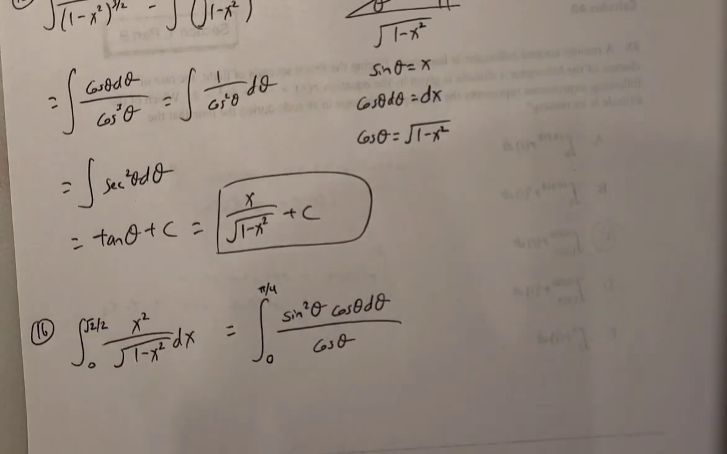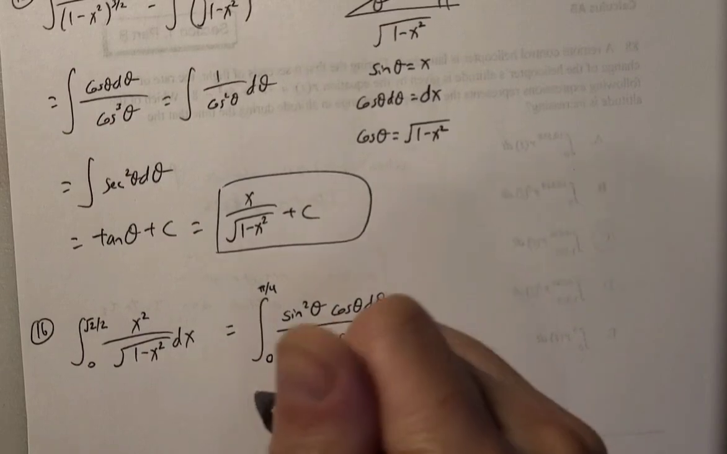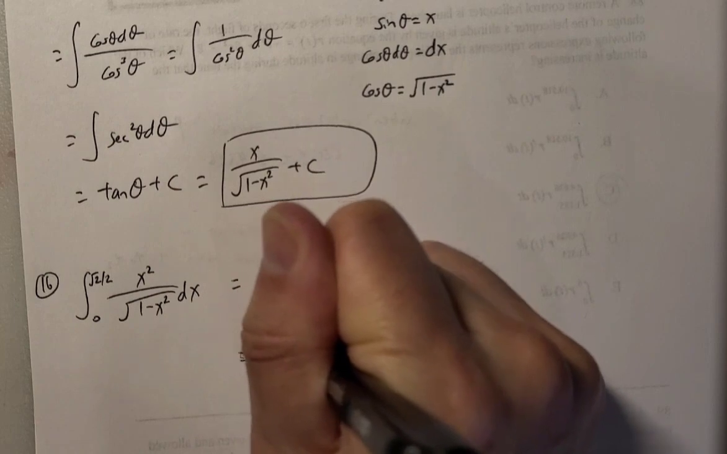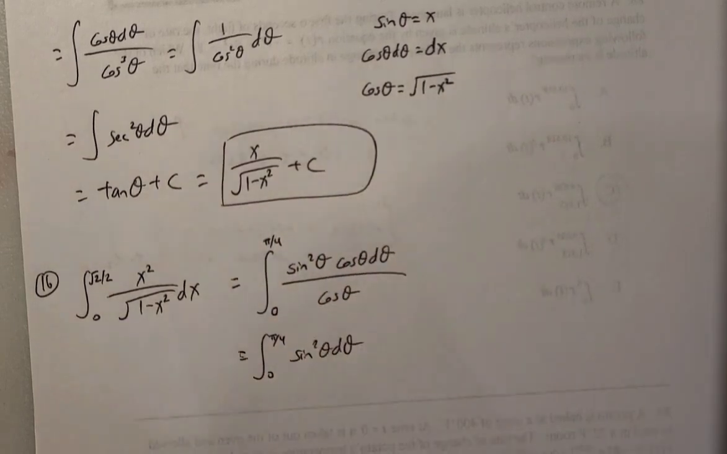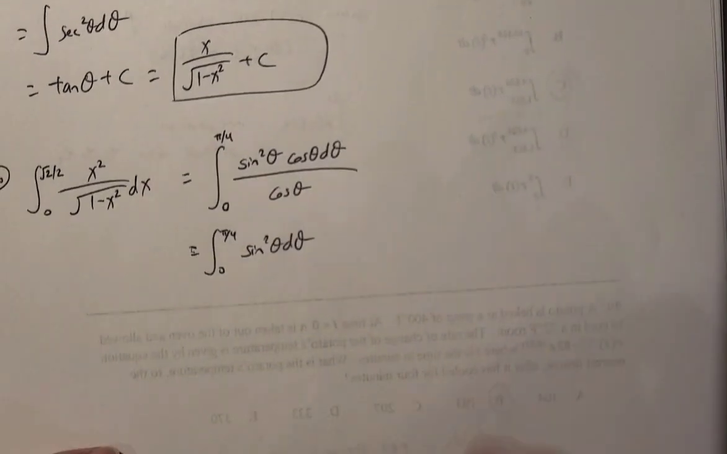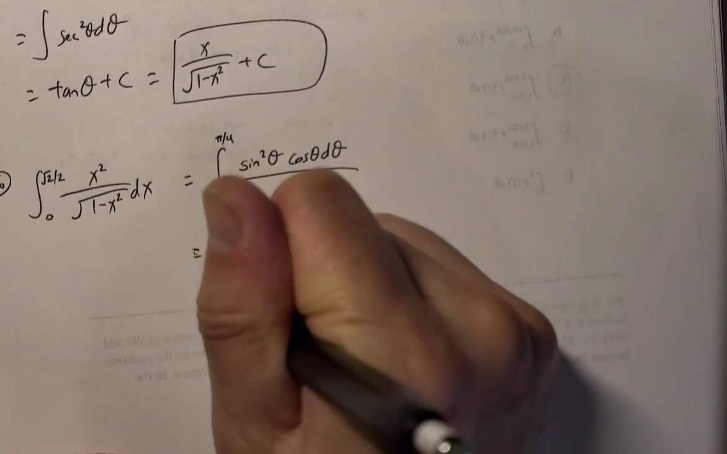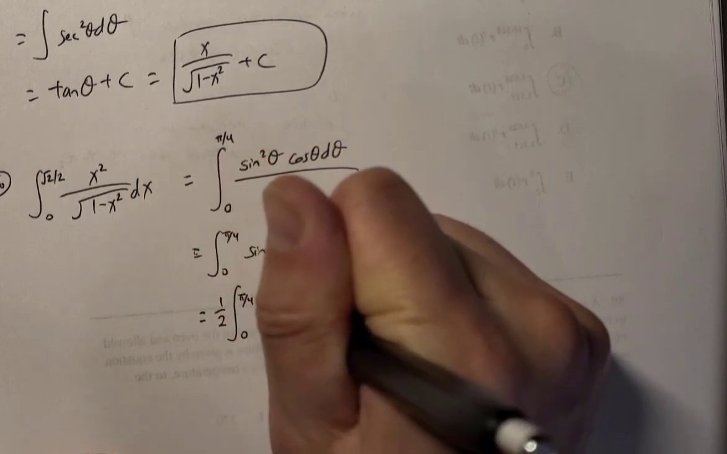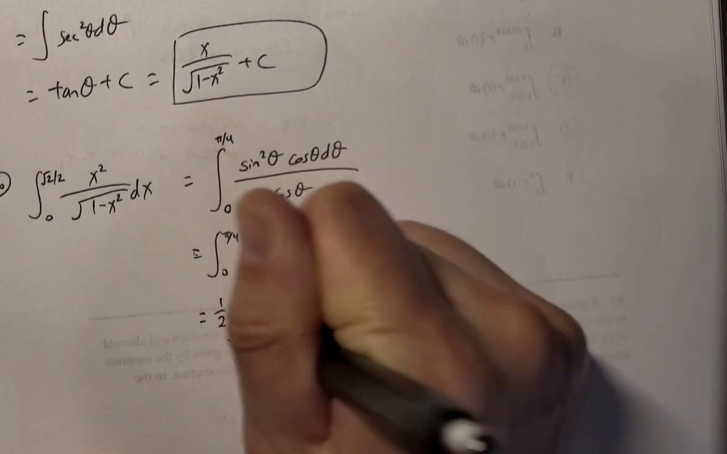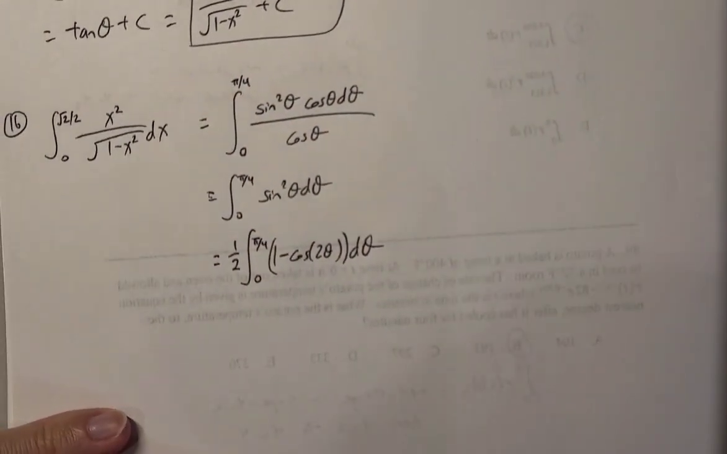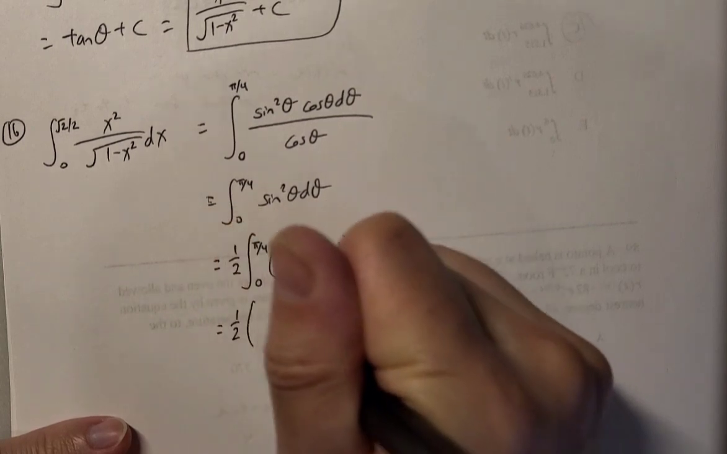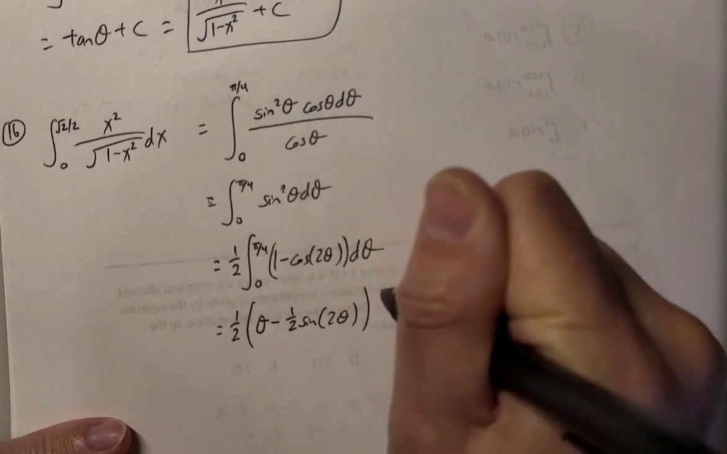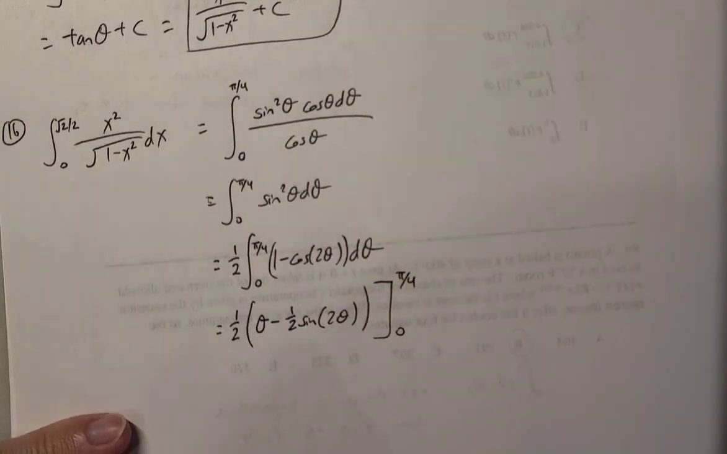Okay? All right. So here we can clearly see we can cancel a cosine. So we're left with integral from 0 to pi over 4 of sine squared theta d theta. This we know how to solve. This is the half angle identity we need to use. So half integral from 0 to pi over 4 will be 1 minus cosine 2 theta d theta. Okay, so this is half times theta minus half sine 2 theta. We evaluate from 0 to pi over 4.